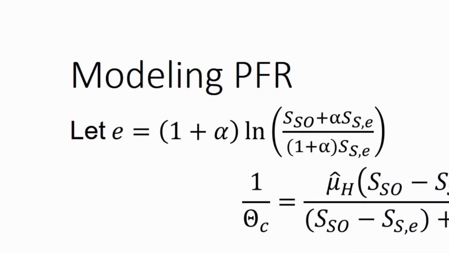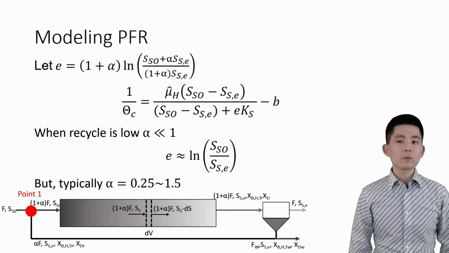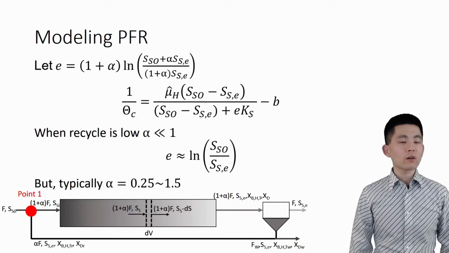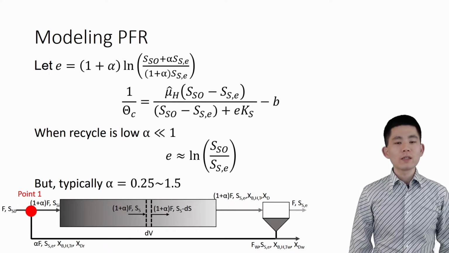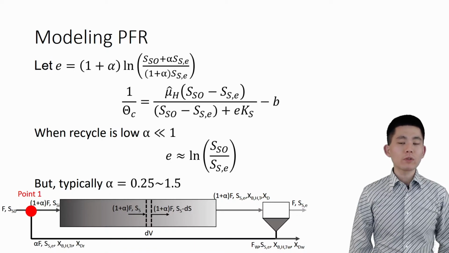Note that the expression in the natural log is essentially SSI divided by SSE. When the recycle rate alpha is far lower than 1, E can be simplified into natural log SS0 divided by SSE. But alpha typically ranges between 0.25 to 1.5, and this simplification usually does not work.